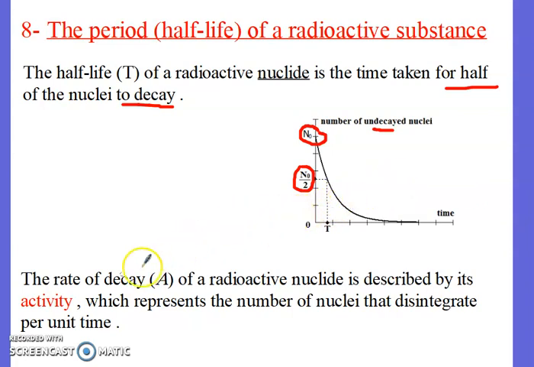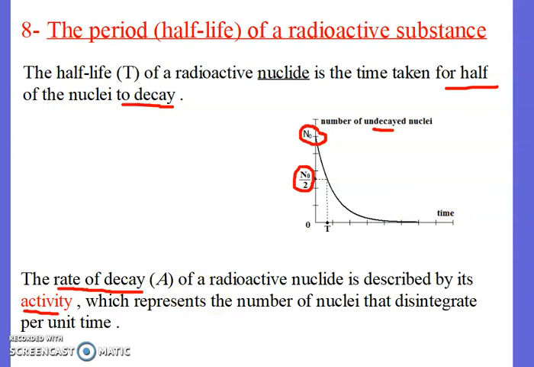Also, scientists are interested in something called rate of decay. Rate of decay means the number of nuclei that disintegrate per unit time. Disintegrate means transform or decay per unit time. Clear? So how many nuclei disintegrate per unit time, in 1 second, say, is called activity, which is the rate of decay, symbol A. So activity is A. Okay?